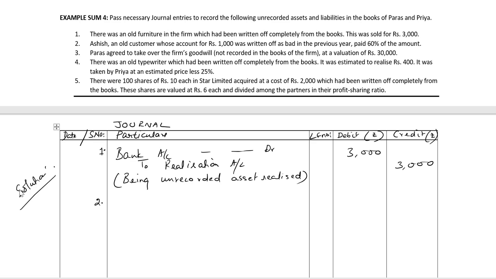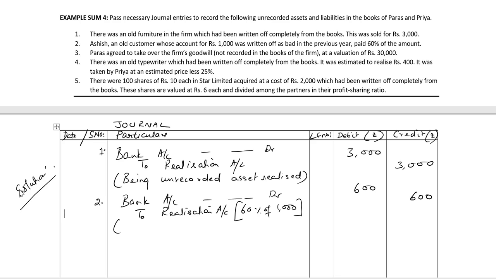Second question: Ashish, an old customer whose account for rupees 1,000 was written off as bad in the previous year, paid 60% of the amount. So we'll pass the entry through realization account, bank account debit to realization account. Amount 60% of 1,000 rupees, 600 rupees. Narration: being bad debts recovered.